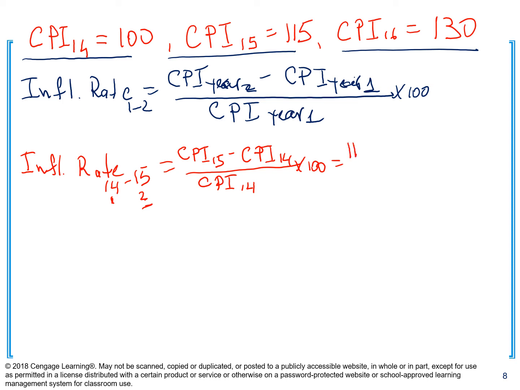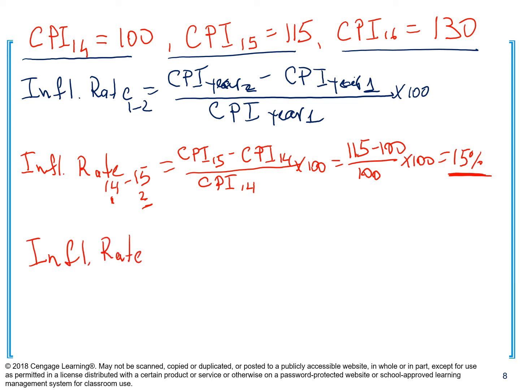So we have 115 minus 100 divided by 100 to get a percentage, multiply by 100, and therefore it's going to be exactly 15%. So therefore the inflation rate for year 2015 was 15%. So the cost of living of a typical consumer increased exactly by 15%. And the next inflation rate is going to be between years 15 and 16. Remember, this is year 1, this is year 2.